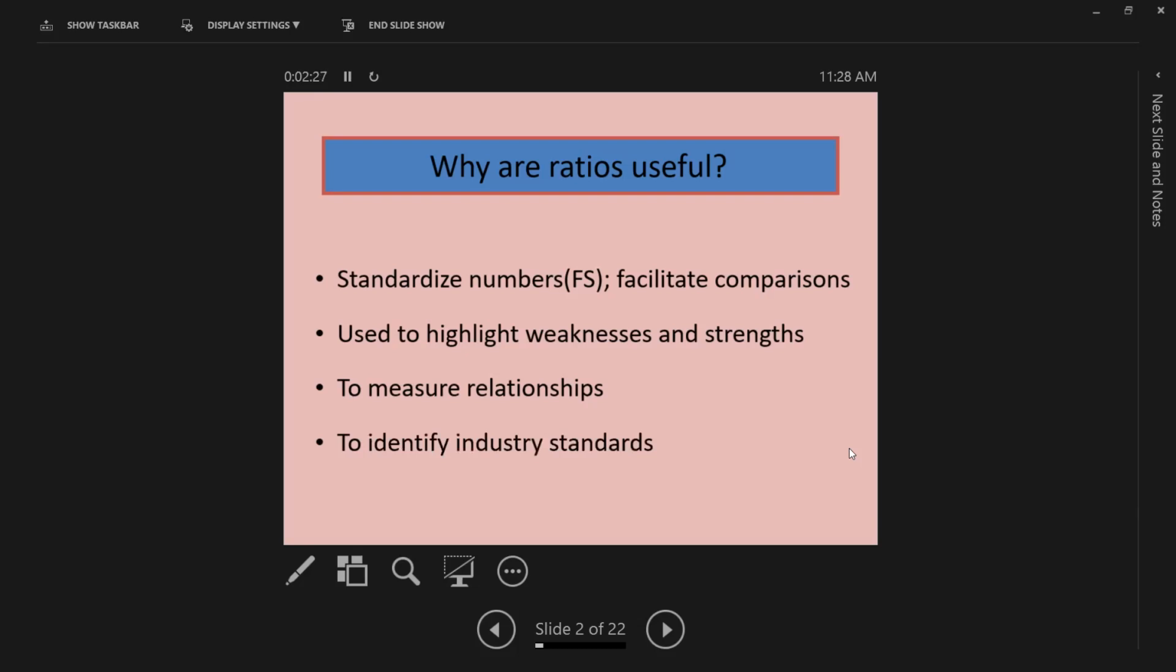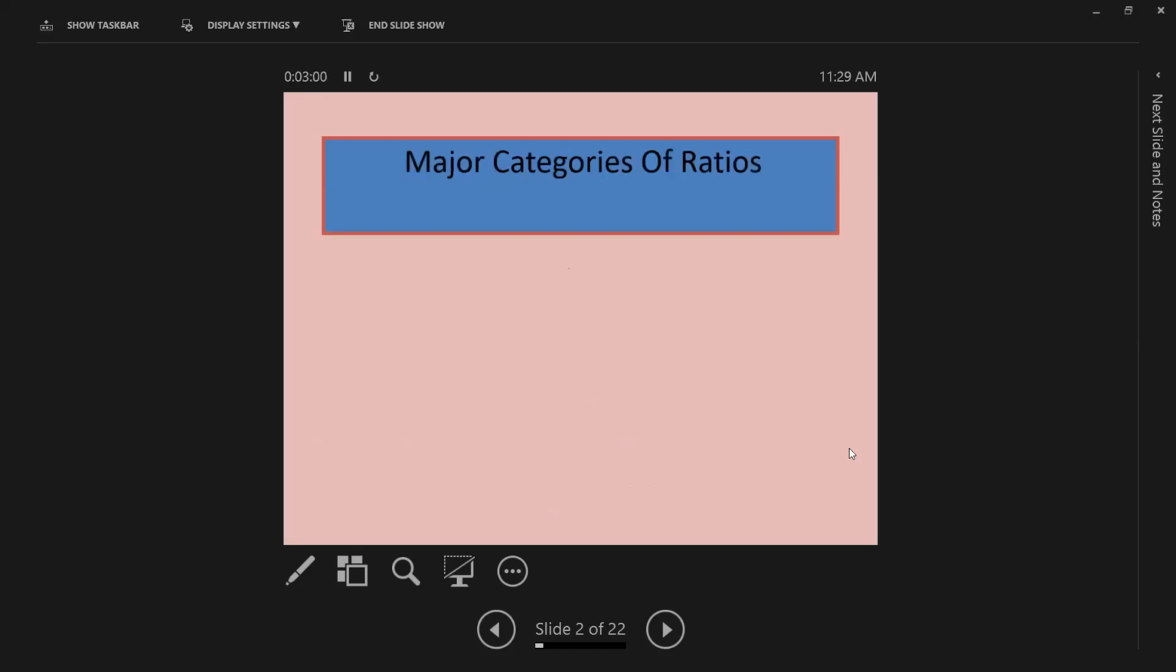The next one, it will enable us to identify the industry standards. So when we go to CSC, you can see industry standards or industry averages. So by identifying the industry averages, we can compare the companies and identify the benchmarks. Finally, it will act as a summary of statistics. So even though we have numbers, if we are presenting them in a percentage form, then it will be easy to analyze the summary. Now let's move on to the major categories of ratios.